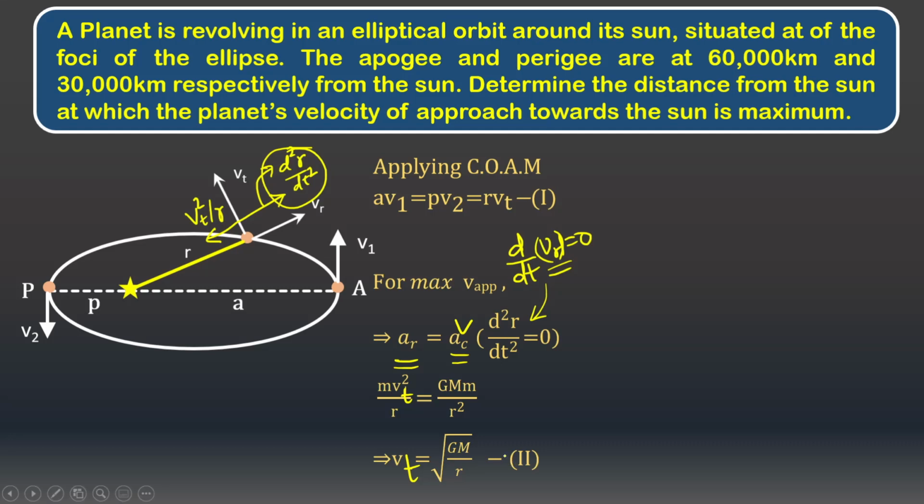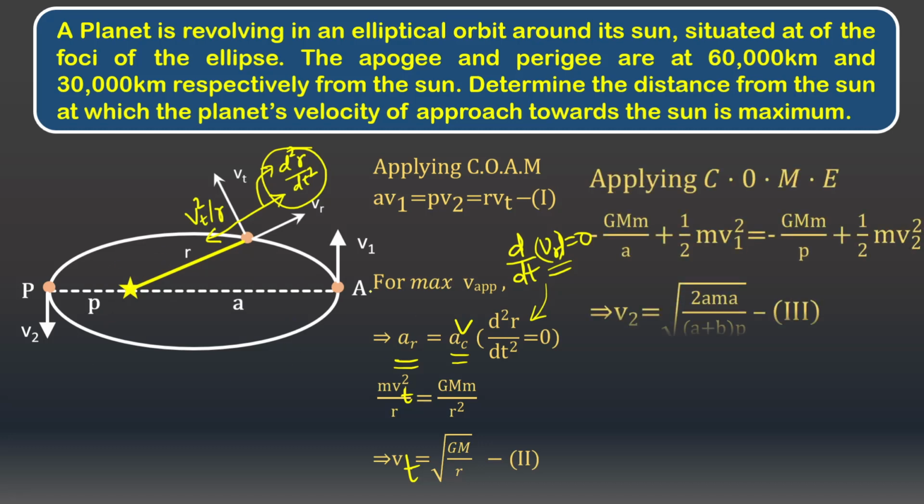Now we can also apply the conservation of mechanical energy. At all the positions, the total mechanical energy is going to be the same. So if I take the apogee and perigee positions, I have written the equation for the apogee position here and for the perigee position here. From this, and also from the first equation, using the first and this equation, we get this third equation where v2 is coming out to be this much. Now we can just use equation number 1, equation number 2, and equation number 3.